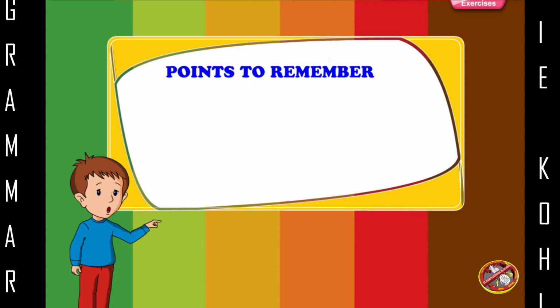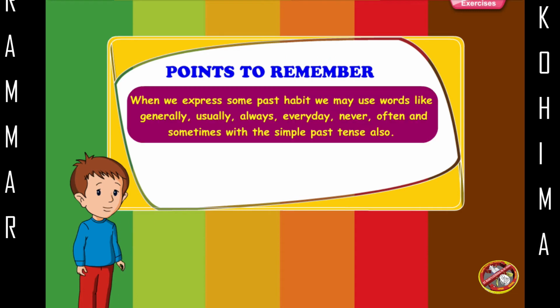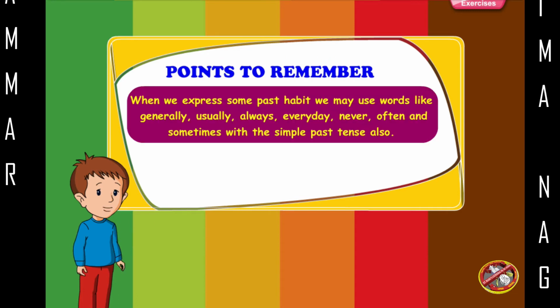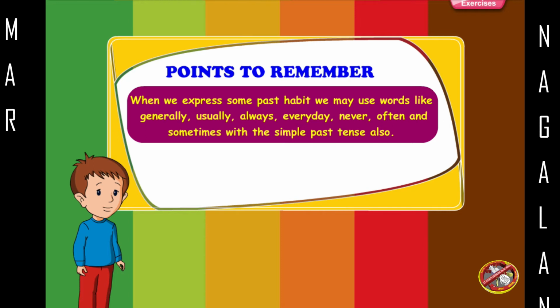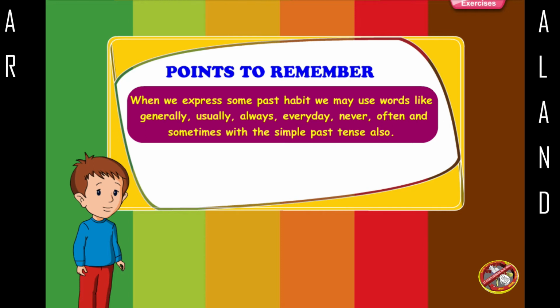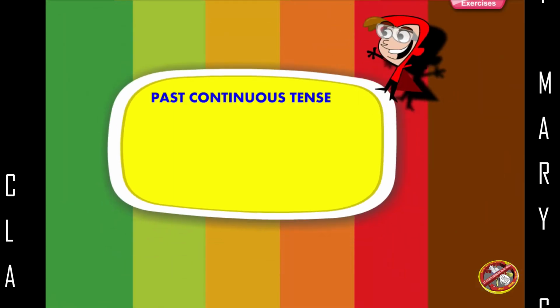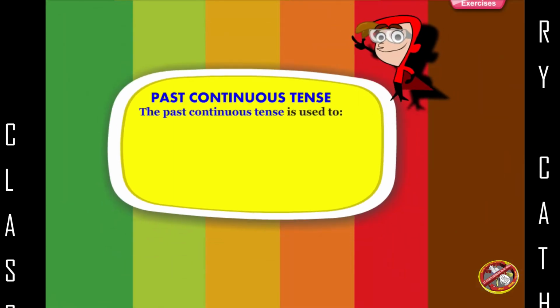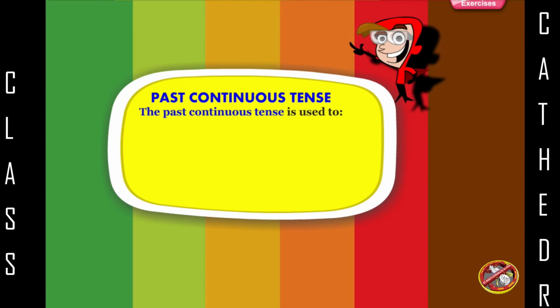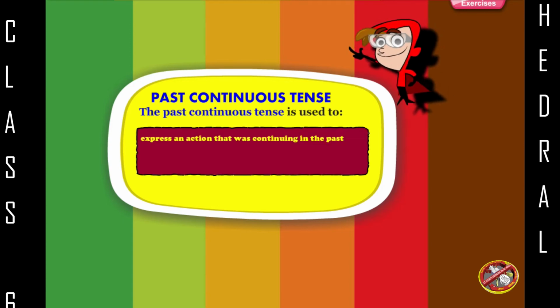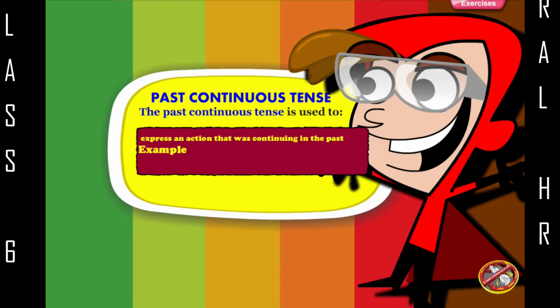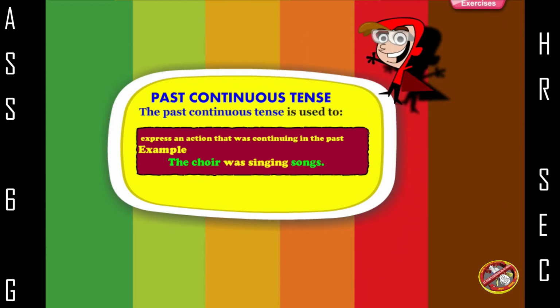Points to remember. When we express some past habit, we may use words like generally, usually, always, every day, never, often, and sometimes, with the simple past tense also. Past continuous tense. The past continuous tense is used to express an action that was continuing in the past. Example, the choir was singing songs.